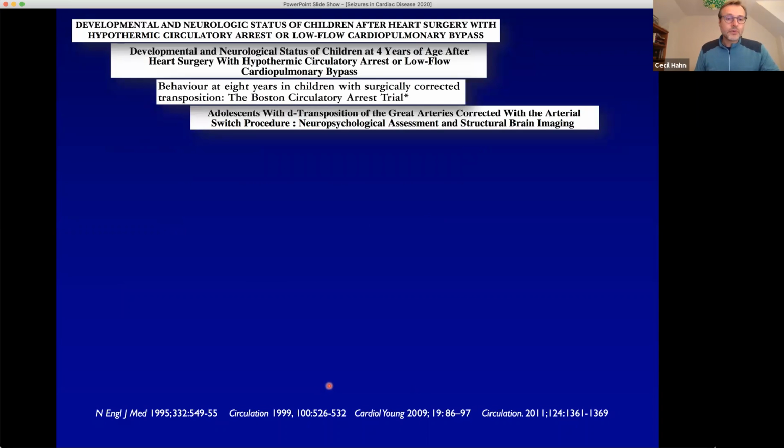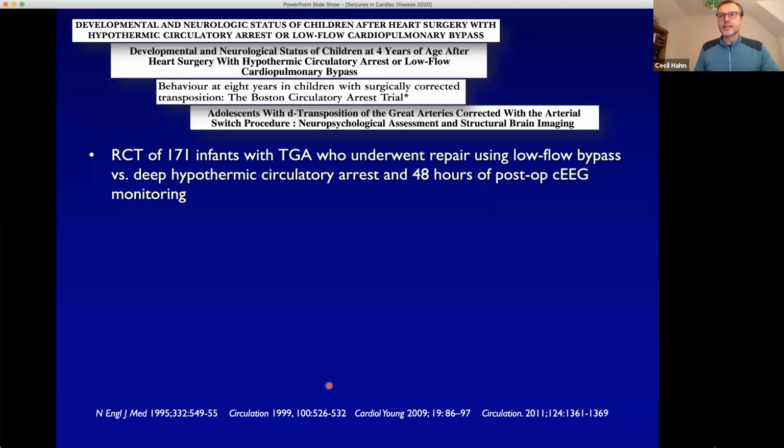So what's the evidence for seizure-associated brain injury? I'm just going to show you a couple of studies. One that you may have heard about, this is the Boston circulatory arrest study, a very famous study that initially was just looking at what type of anesthesia was better for children. So they randomized patients with transposition of the great arteries to either low flow bypass versus deep hypothermic circulatory arrest. They happened to do an EEG during these patients, and again, the EEG was not being looked at. They just did it as part of their data collection. They were recording the data, but they weren't analyzing it in real time.